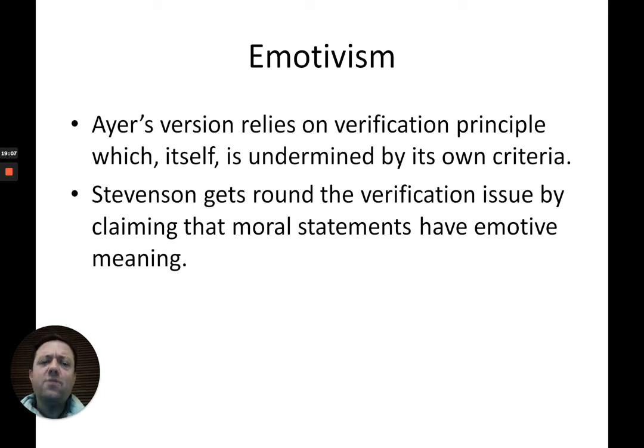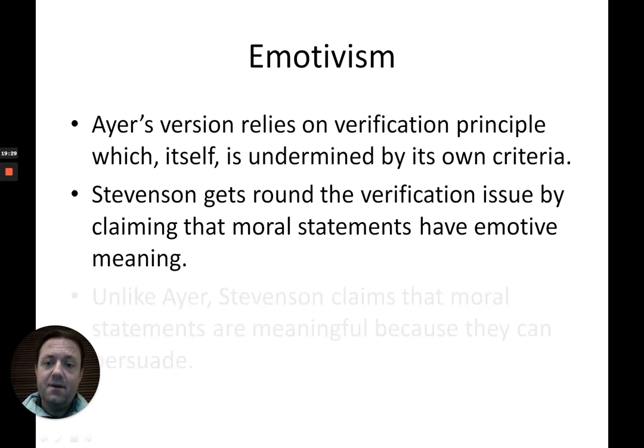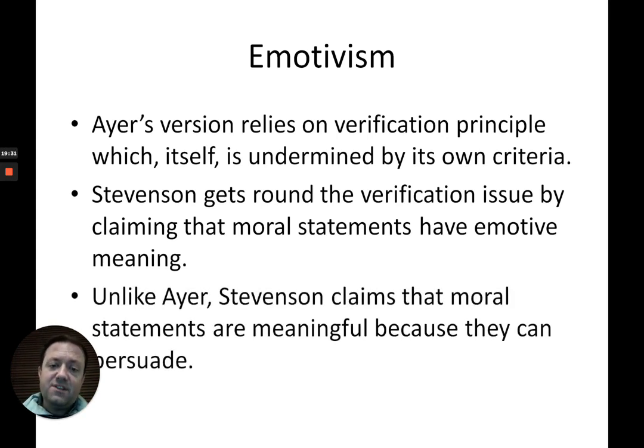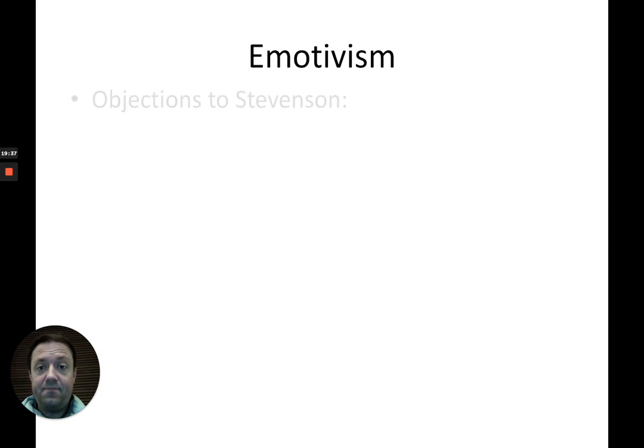Now, Stevenson thought there was still something to emotivism, but recognised that Ayer's version of it had a problem. So he said, well, look, moral language is just language that's intended to persuade. It's supposed to manipulate your emotions. And so when you're talking about something being right or wrong, you are in essence just trying to manipulate the person that you are trying to convince if they disagree with you. So unlike Ayer, Stevenson claims that moral statements are meaningful because they can persuade.